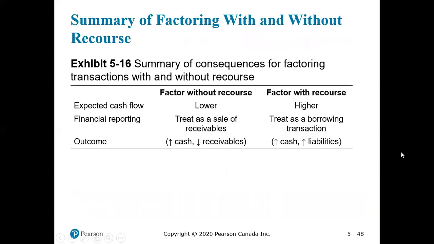So Exhibit 5-16 on page 220 goes through a summary of the consequences of factoring transactions with and without recourse. So without recourse, the expected cash flow is lower, whereas with recourse, it's higher. For financial reporting, without recourse, you treat it as a sale of receivables, so your cash goes up and your receivables go down. But with recourse, you treat it as a borrowing transaction, so your cash goes up and your liabilities go up.